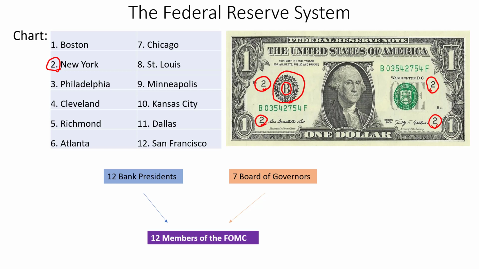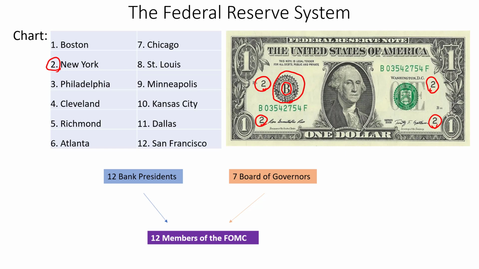Now, each one of those banks has a bank president, and there's also 7 board of governors, of which one is the chairperson of the Fed. Currently, that individual is Jerome Powell. Again, before him, it was Janet Yellen, who was the first female ever chairperson of the Fed. And then before her, it was Ben Bernanke. And you go on and so forth back to see who the former chairpeople were.